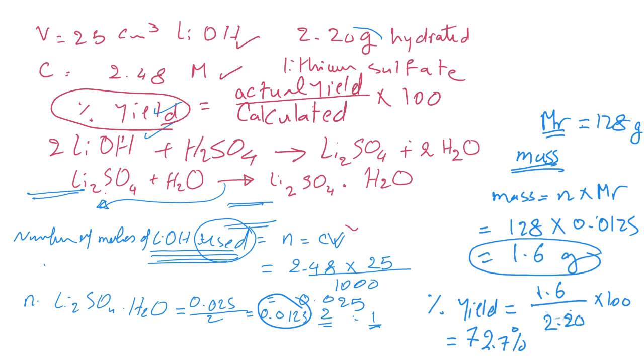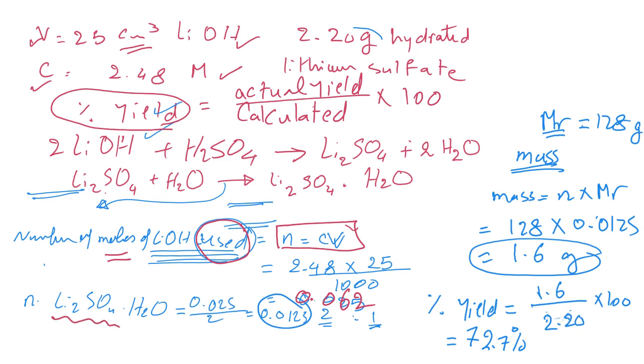First of all, we are going to use the volume and the concentration in order to find the number of moles. Number of moles, n equals CV. So you will multiply the concentration by the volume, and don't forget to change the volume from centimeter cubed to decimeter cubed by dividing over 1000. So we got here the answer, 0.062 moles.